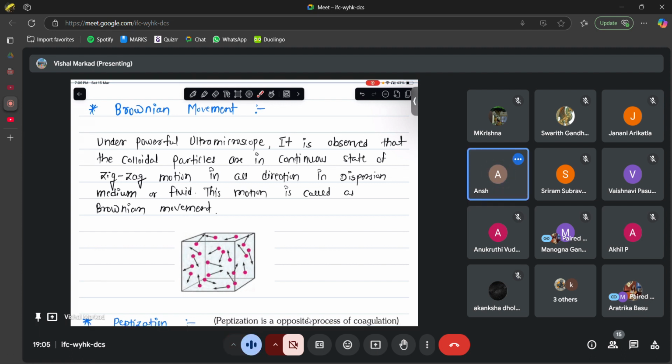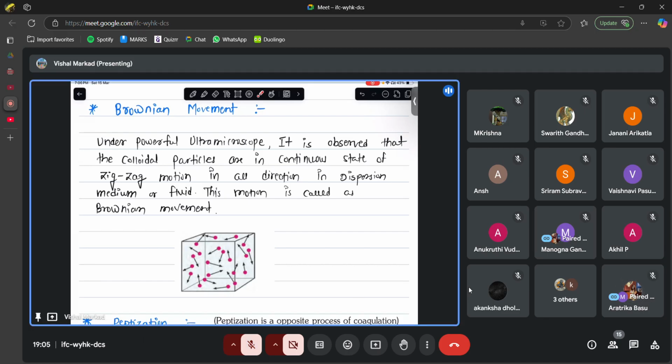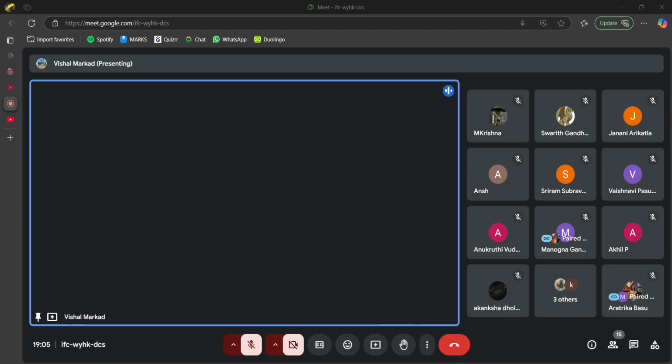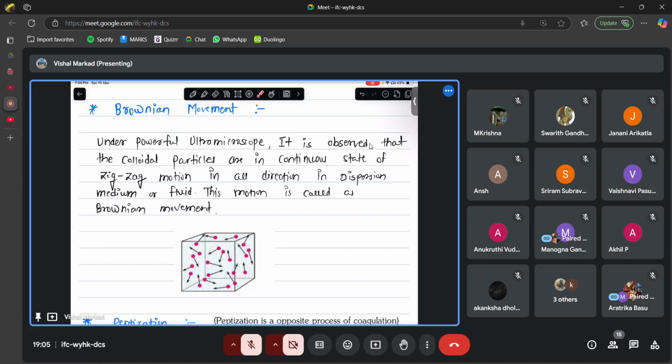They are in continuous motion. If particles are in continuous motion in the dispersion medium, then it is the example of colloids. And if particles are settled down at the bottom, then it is called precipitate. Understand the difference? Which particles am I talking about? The disperse phase particles. If they are in continuous movement, then it is the example of colloids. And if particles settle down or aggregate at the bottom, then it is the example of precipitate. Clear?